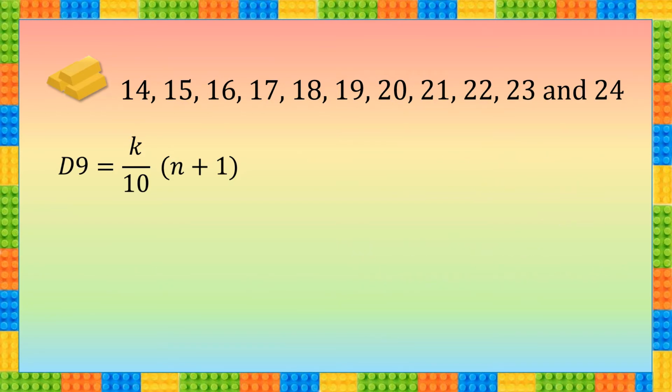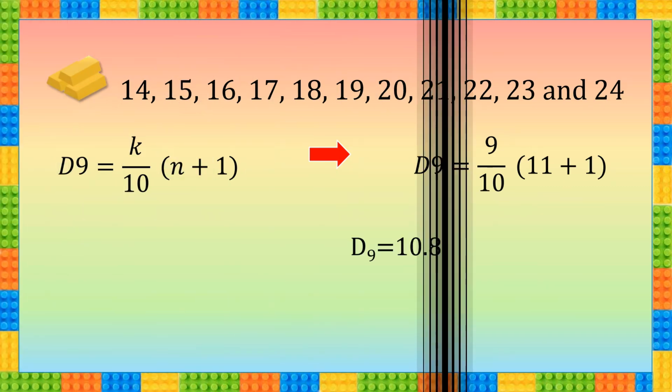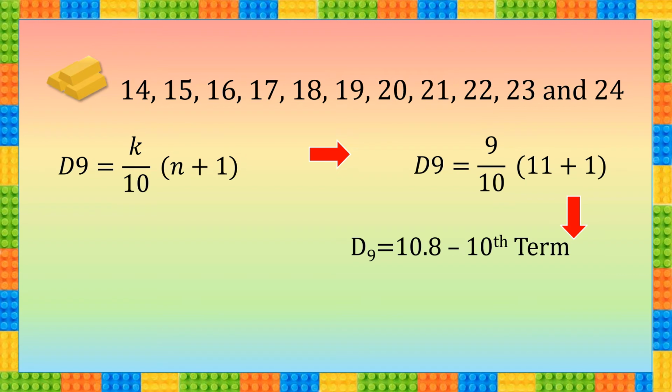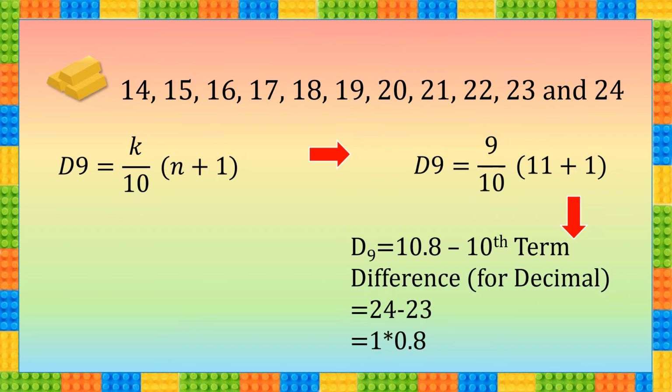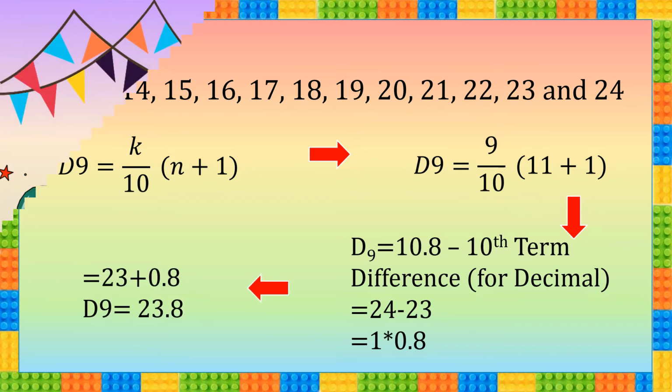Next is for decile 9. K is now 9 and n is 11. Substitute and then simplify. The answer is 10.8 or the 10th term. Multiply again the decimal to the difference and add. But first, we need to solve the difference again. 24 minus 23 is 1. Multiplied by 0.8 is 0.8 plus 23. The decile 9 is now 23.8.